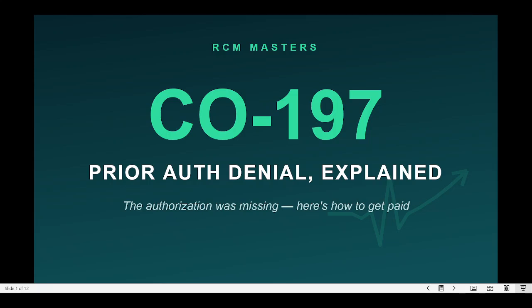So let's begin with today's denial code. Today it is going to be CO-197, one of the most common and most frustrating denials in medical billing. It almost always comes down to one thing: a prior authorization the payer required was not there when the claim was processed. I will show you what CO-197 means, the three reasons it happens, real examples, and exactly how to get the claim paid. Let's get into it.